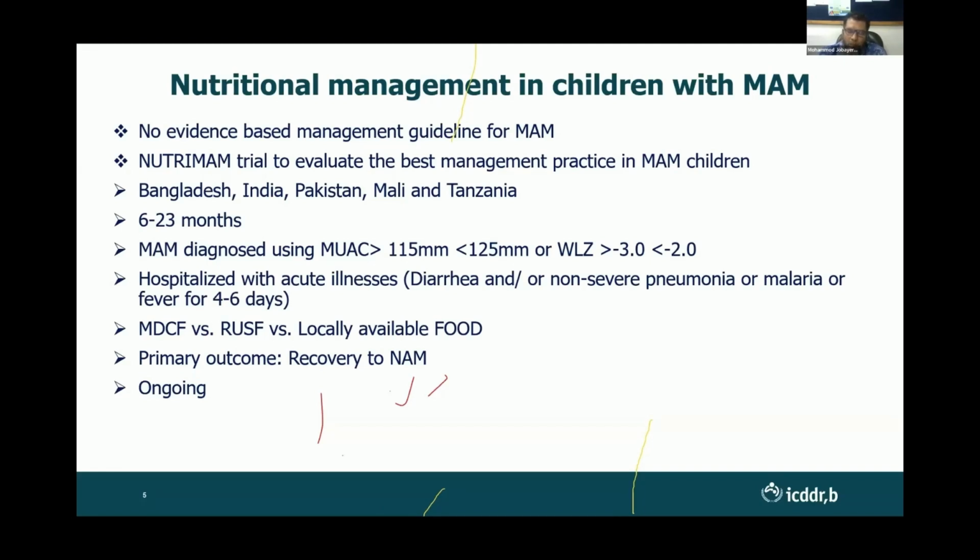And this group of patients are going to receive microbiota-directed complementary feeding versus ready-to-use supplementary food versus locally available food. Almost three-quarters of the sample size have been achieved. The primary outcome of this study is recovery to no acute malnutrition, that is, children shifting from moderate acute malnutrition to no malnutrition. And hopefully by the end of this year, this study will give us some insights.